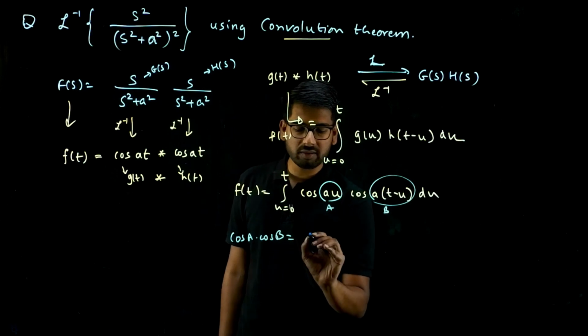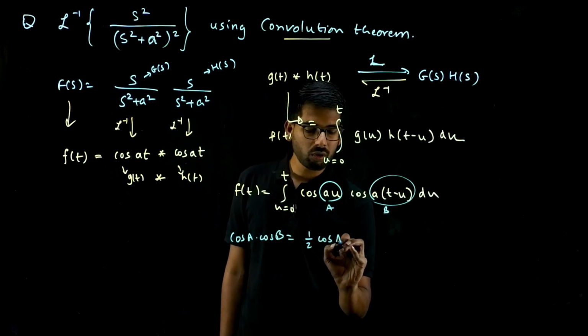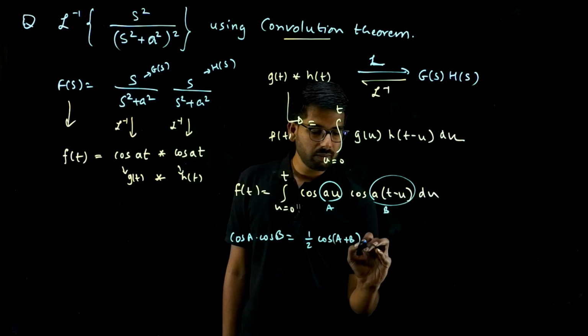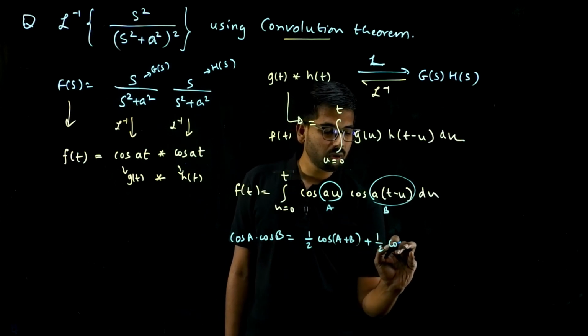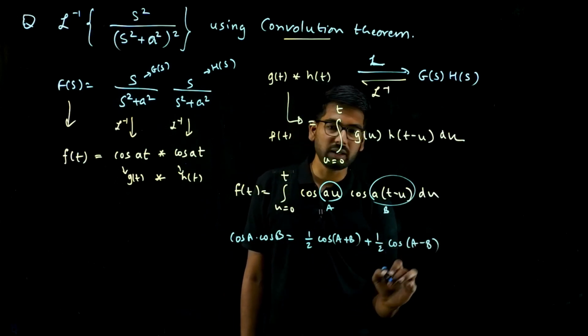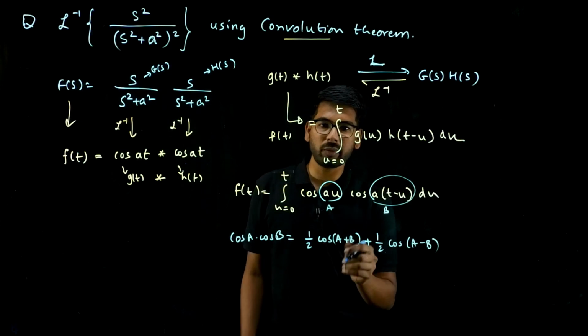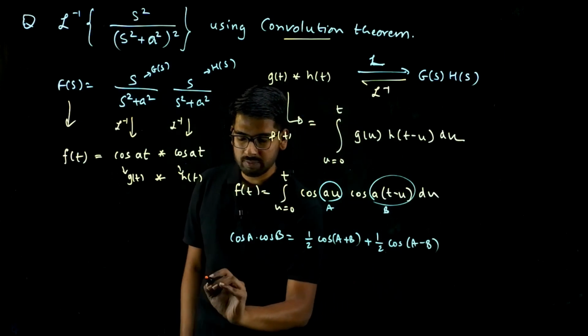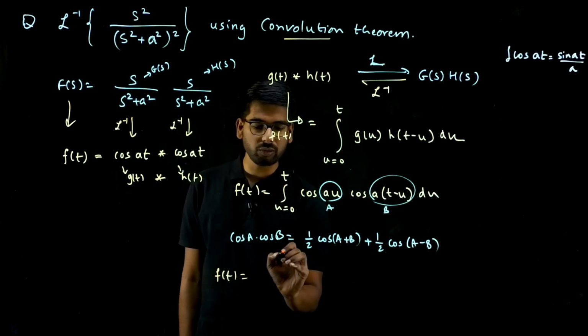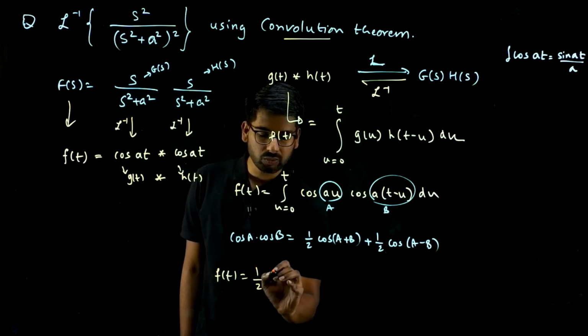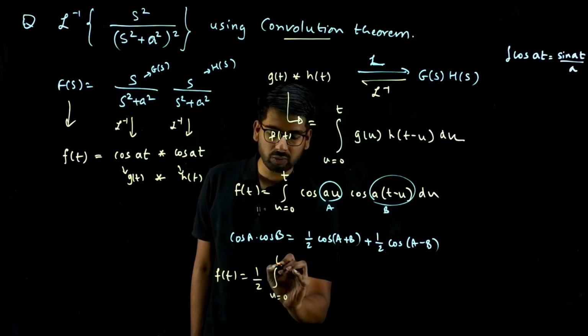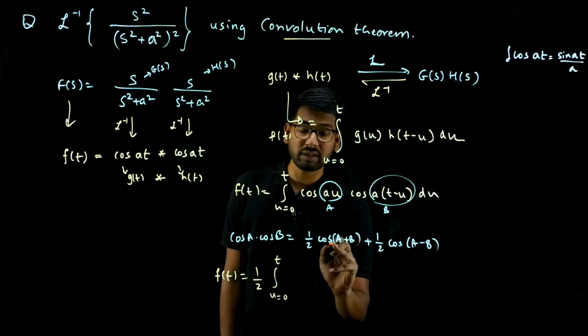So cos a into cos b is 1 by 2 cos(a plus b) plus 1 by 2 cos(a minus b). Okay, this is what I know from trigonometry. So if I substitute this here, what will I get? Integration f of t is equal to 1 by 2 integration from u equal to 0 to t of cos(a plus b), right?